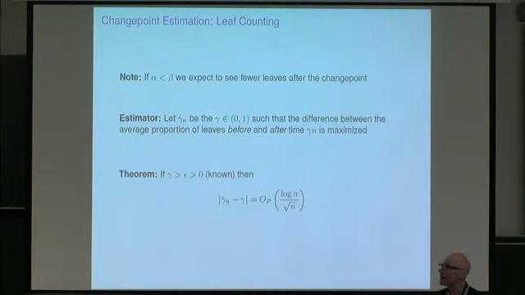So essentially what our estimator is this. Gamma n hat, again, more or less, is that gamma in (0, 1) such that the difference between the average proportion of leaves before time gamma n and the average proportion of leaves after time gamma n is maximized. And this requires that we understand the variability of those averages.